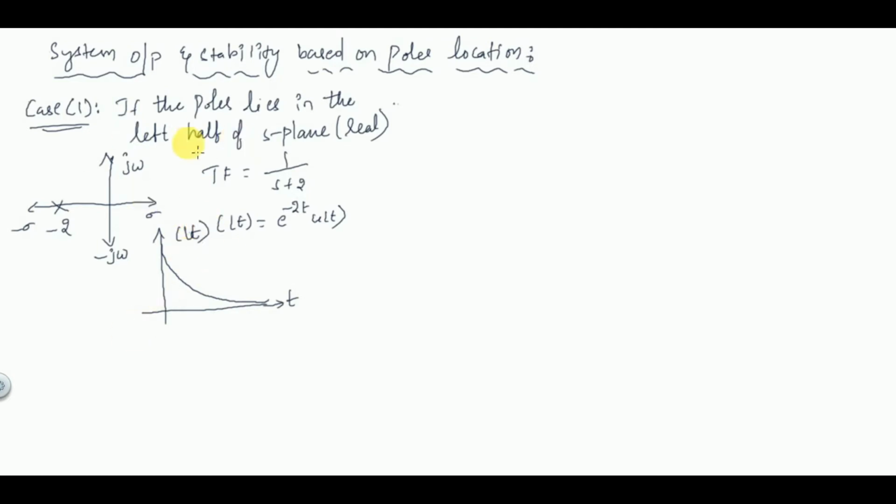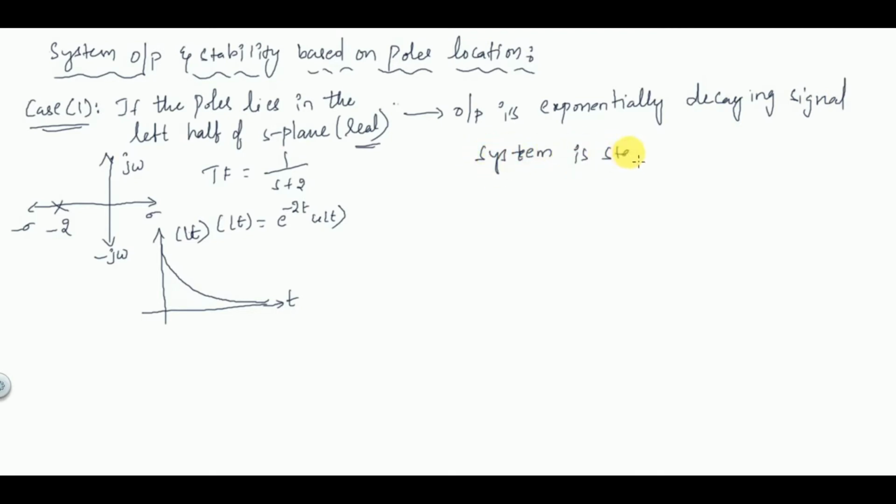So if the pole lies in the left half of S-plane, and is real in nature, then the output is an exponentially decaying signal and the system is stable. So this is case 1. Now we'll take another case, case 2.